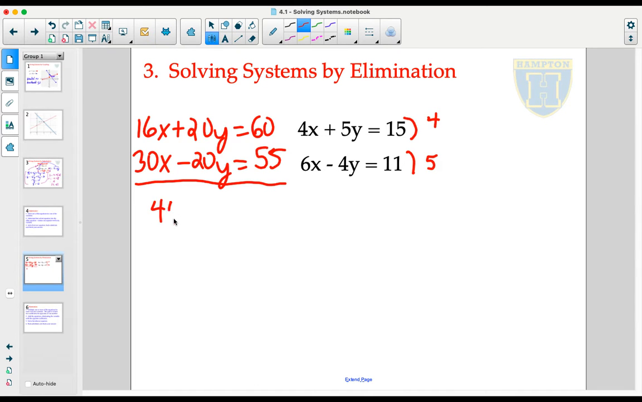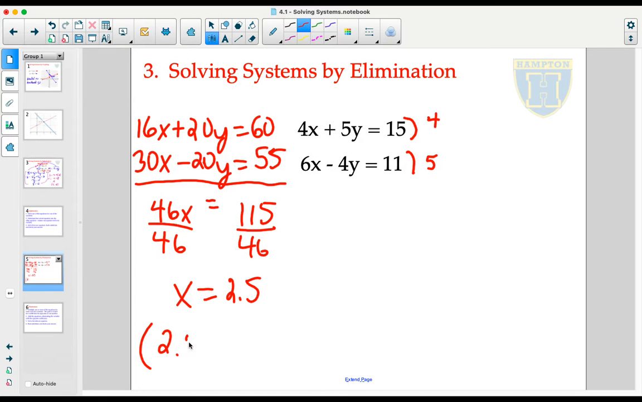16 and 30 makes 46x. 20 and negative 20 as opposites make nothing. 60 and 55 is 115. We divide by 46 on both sides, and we end up with x is equal to 2.5. That's going to be the x coordinate of our solution. At this point, you're doing the exact same thing that we did with substitution. You're back substituting that number into either one of those equations and determining a value for y.